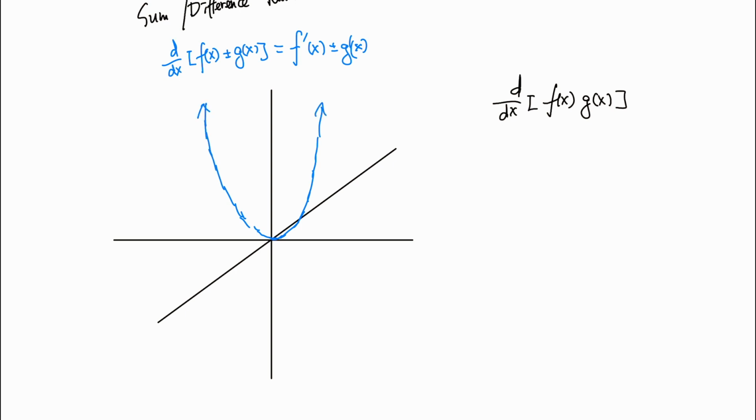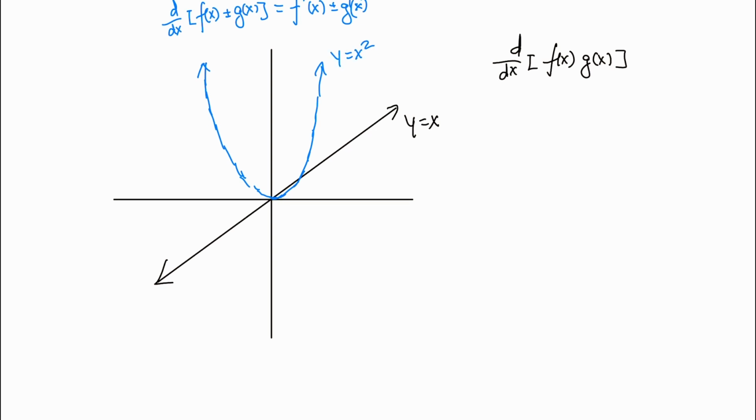So that's a quadratic, that's a linear. Let's say this is y equals x, although it's not super accurate. And this is y equals x squared. Let's try to find the proof of both of them. If we multiply these two functions, then we get y equals x cubed.